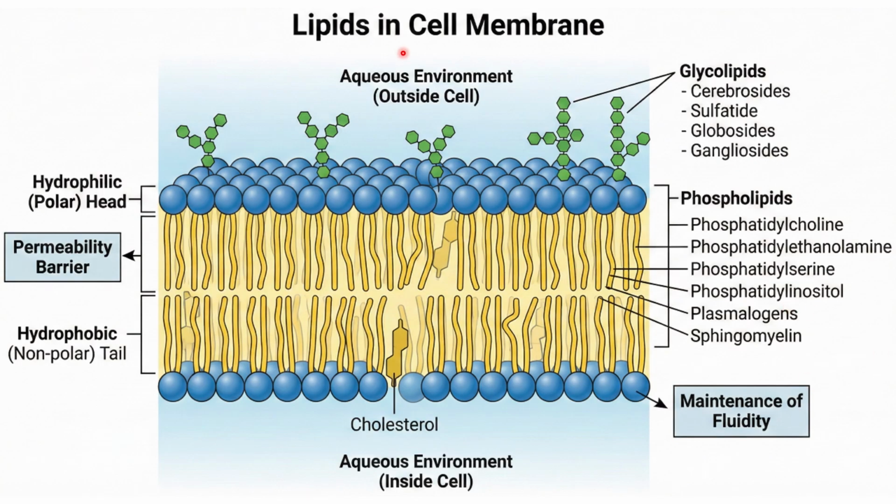Coming to the lipids in the cell membrane, there are three types: phospholipids, glycolipids, and cholesterol. Among the phospholipids, we have phosphatidylcholine, ethanolamine, serine, phosphatidylinositol, plasmalogens, and sphingomyelin. Whereas glycolipids are cerebrosides, sulfatides, globosides, and gangliosides.